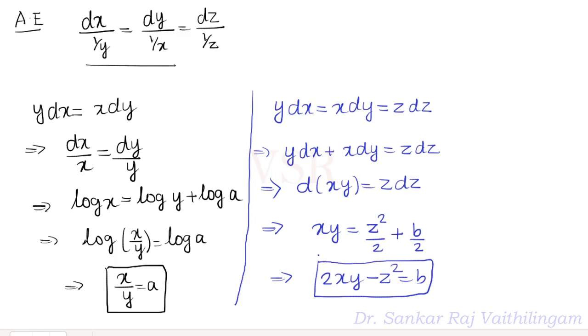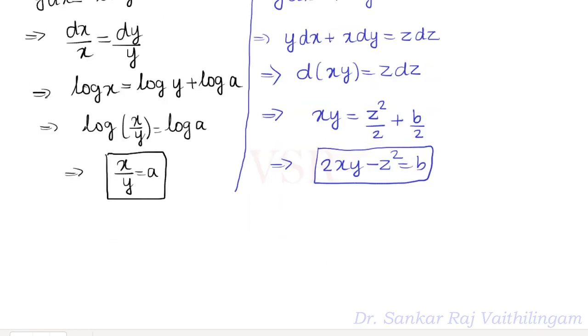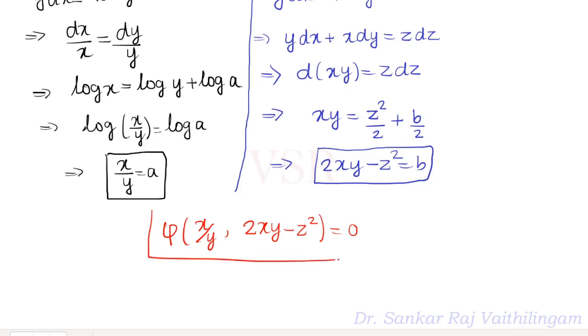Okay. So, what is the solution to my PDE? With another, phi of x by y, comma 2xy minus z square, which is equal to 0. So, this is my solution. Okay, thank you.